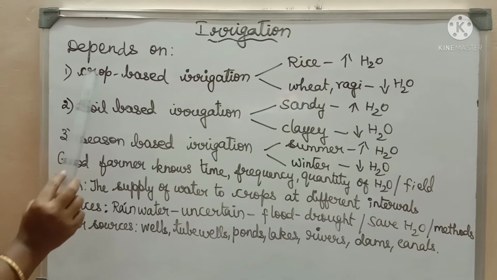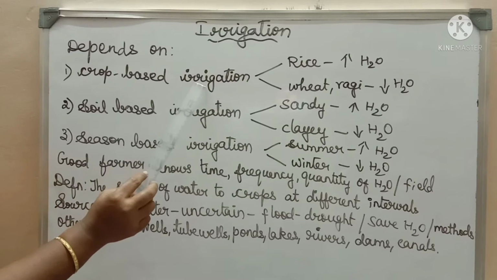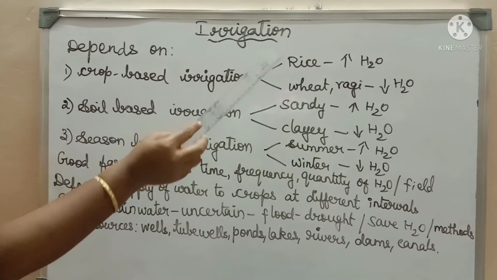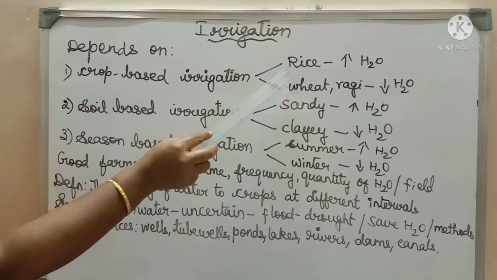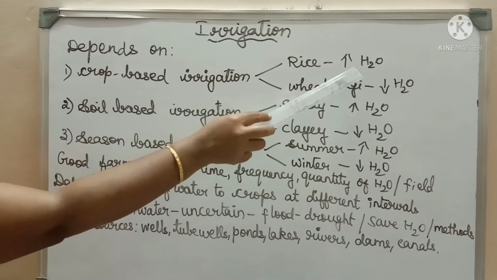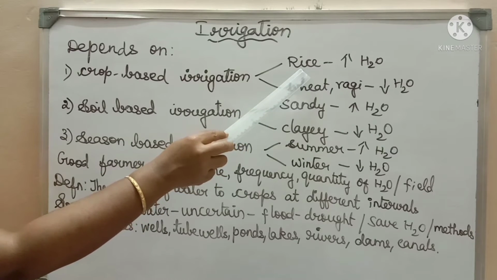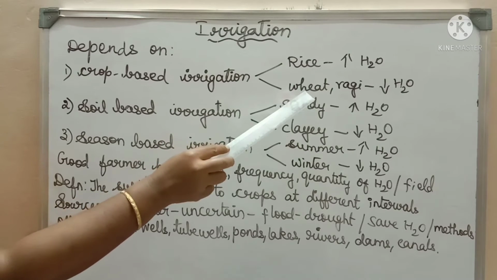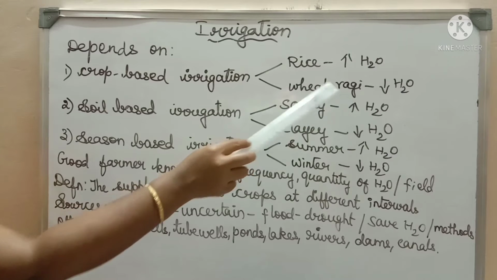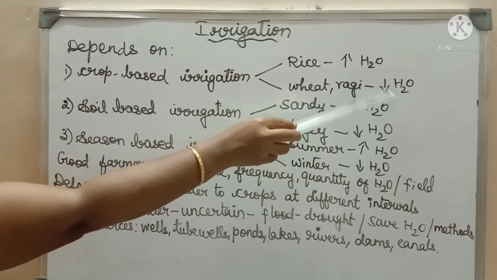Now, when you talk about crop-based irrigation, different plants need different quantities of water. For example, rice needs more water. The seedlings grow only when the water is stagnant in the field. Whereas wheat, ragi, bajra need only a small amount of water.